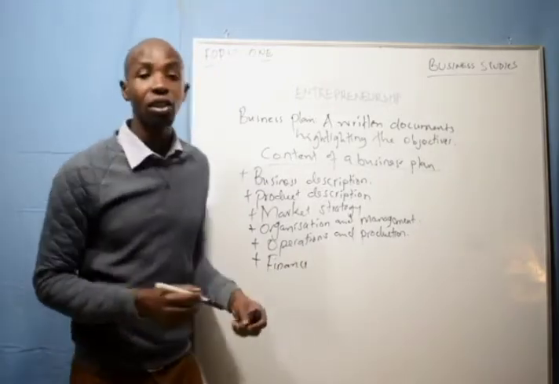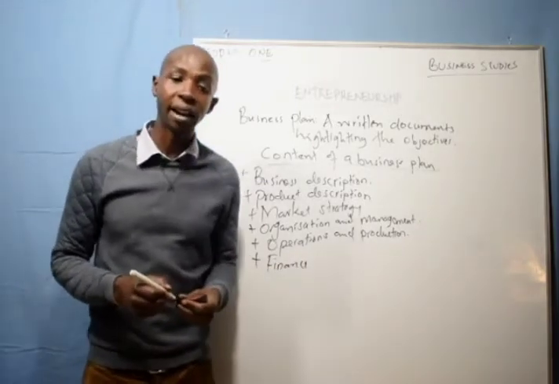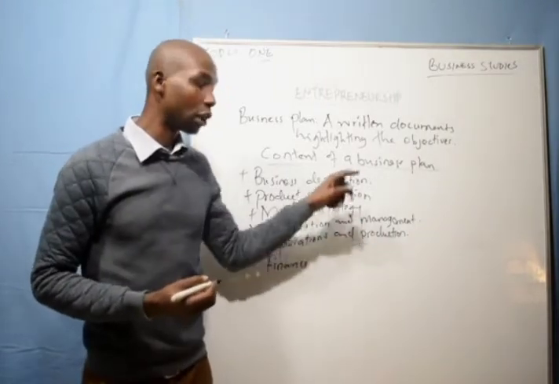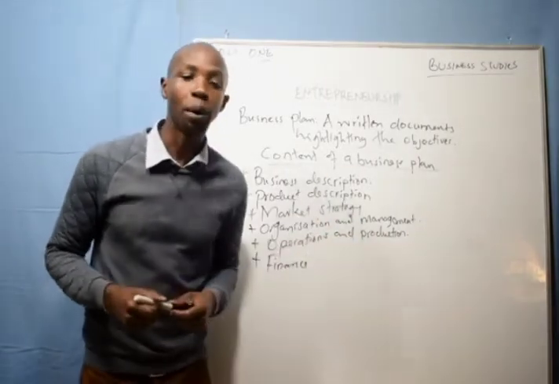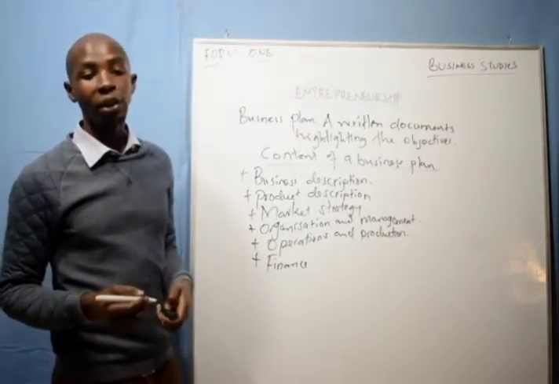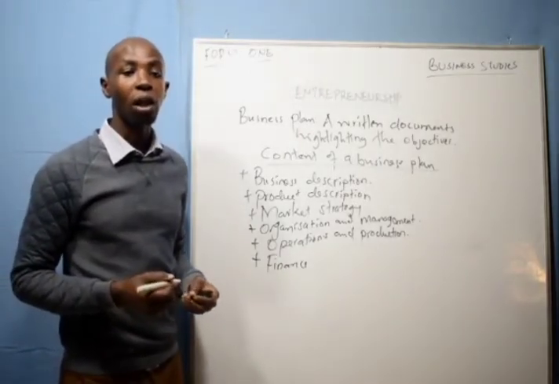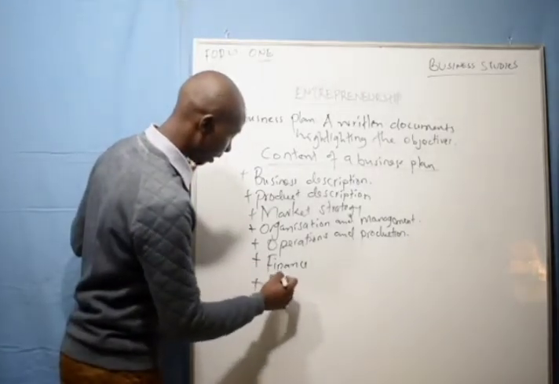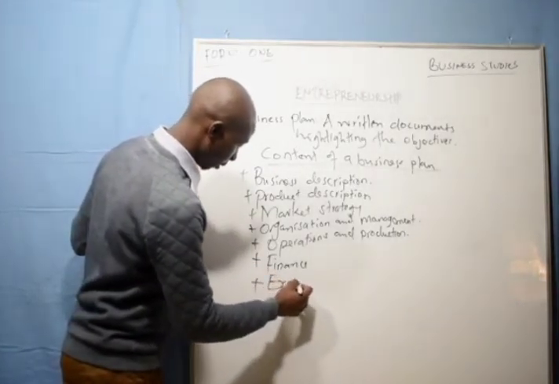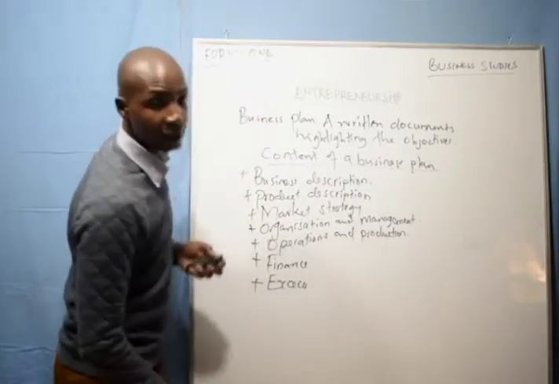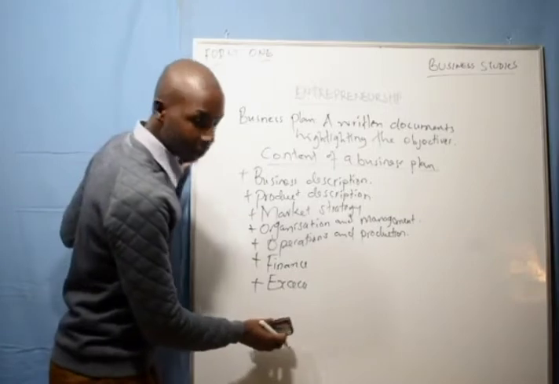Then we have another one, finance. This highlights the source of money or source of funds to be able to start producing the goods that you want to supply into the market. Then we have another one, which is the last one, which we call executive summary. Okay?